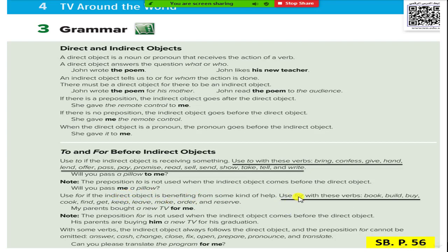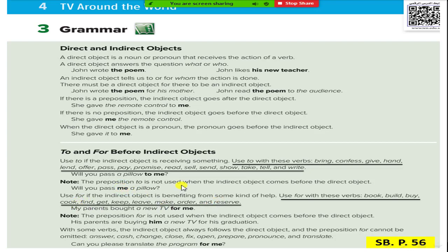Use for with these verbs: book, build, buy, cook, find, get, keep, leave, make, order, and receive. All these verbs come with for.